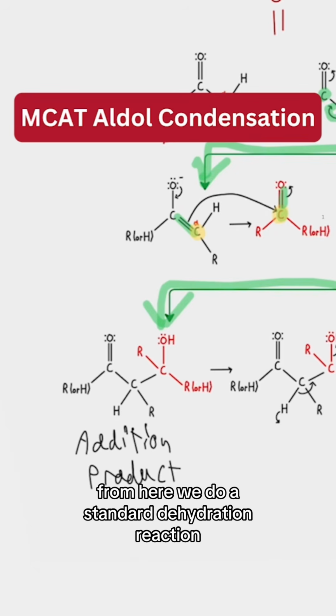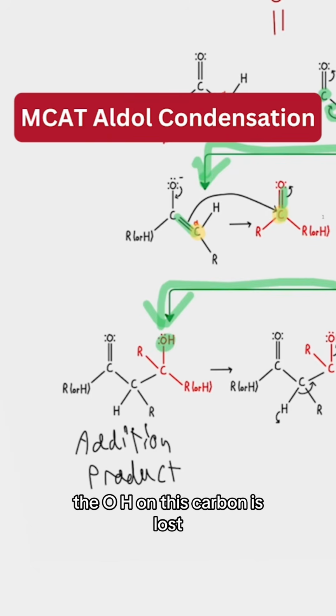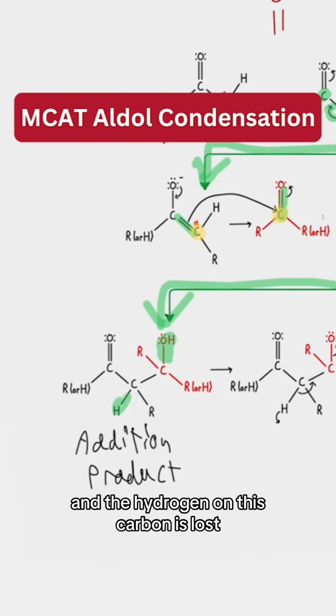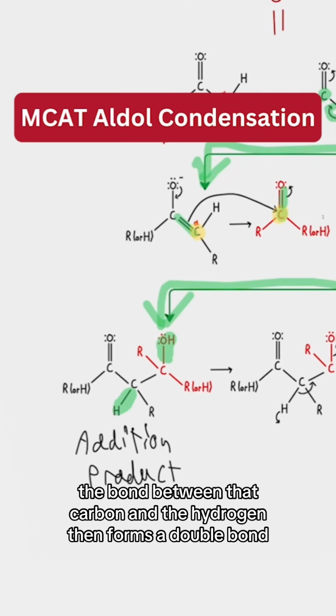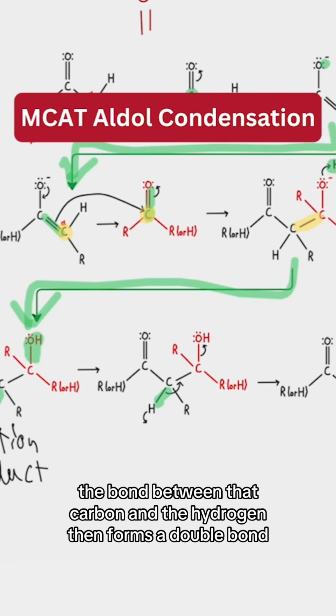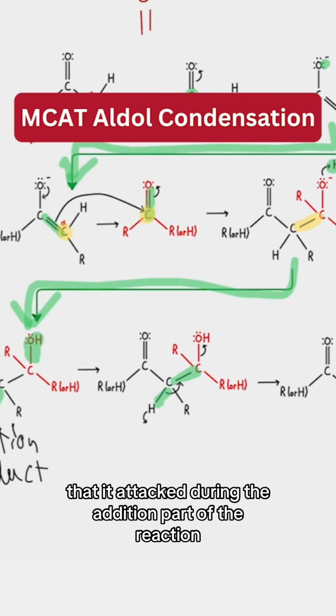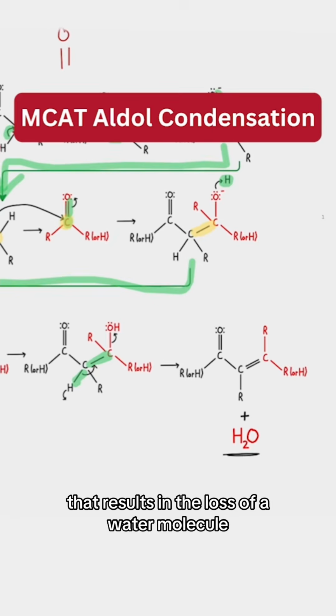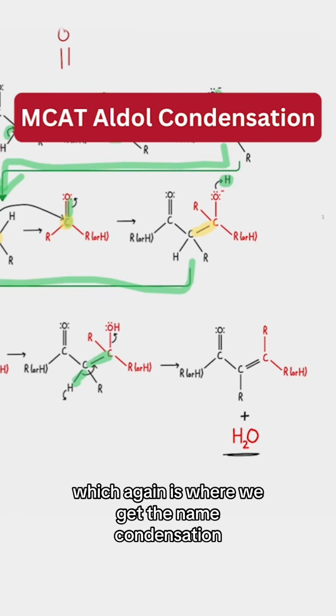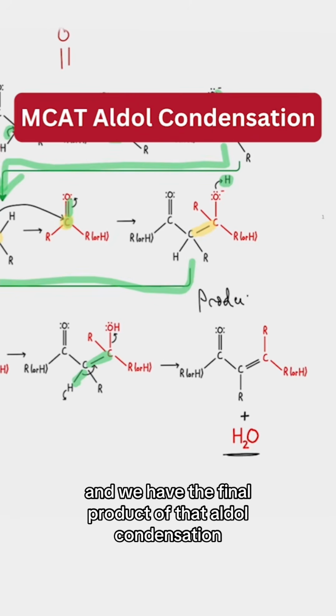From here we do a standard dehydration reaction. The OH on this carbon is lost, and the hydrogen on this carbon is lost. The bond between that carbon and the hydrogen then forms a double bond between the alpha carbon and the carbonyl carbon that it attacked during the addition part of the reaction. That results in the loss of a water molecule, which again is where we get the name condensation, and we have the final product of that aldol condensation.